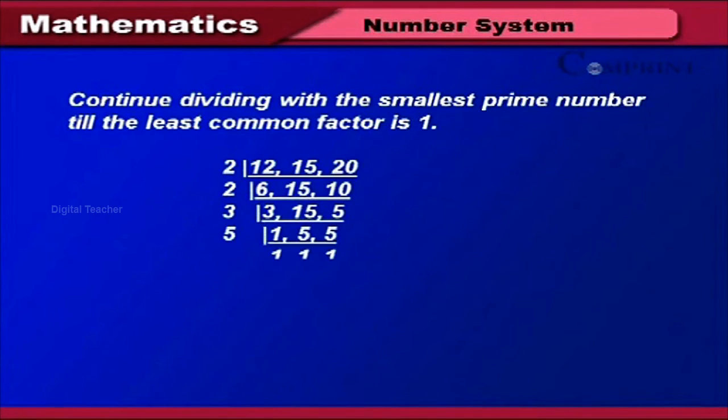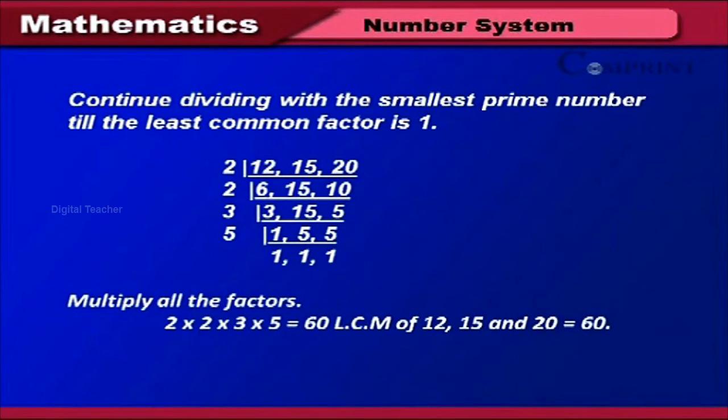Step 2. Continue dividing with the smallest prime number till the least common factor is 1. 12, 15, 20. With 2, we get 6, 15, 10. Again, with 2, we get 3, 15, 5. Now, with 3, we get 1, 5, 5. Now, divide with 5. We get 1, 1, 1. Multiply all the factors. 2 into 2 into 3 into 5 is equal to 60. LCM of 12, 15 and 20 is equal to 60.